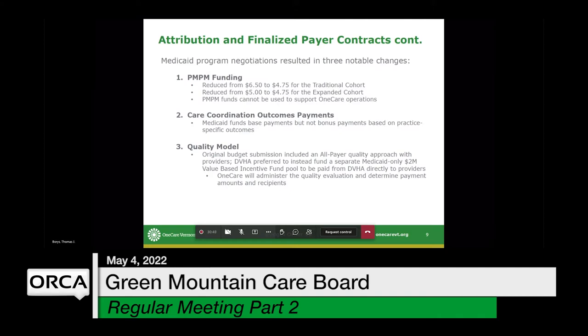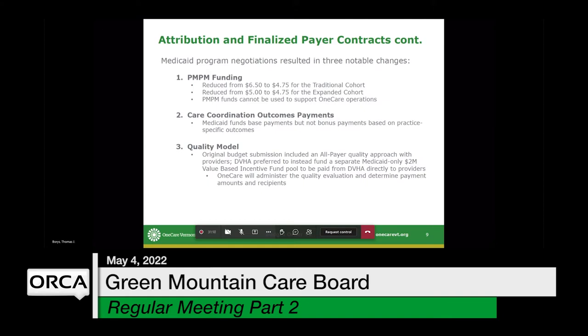Next, we have the care coordination outcomes payments. Medicaid agreed to fund base payments, but not bonus payments for practice-specific outcomes. So recall in the care coordination program, it now has really two parts, a base payment, and then practices can earn a share of the bonus payments based on their specific outcomes and performance. Based on the result of negotiations, there will be no bonus payments related to the Medicaid outcomes, just the base.